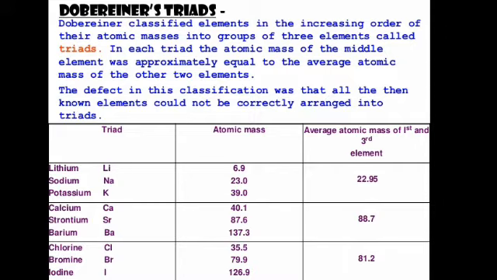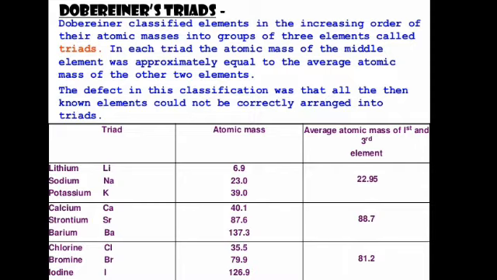In each triad, the atomic mass of the middle element was approximately equal to the average atomic mass of the other 2 elements. So in this way he classified the elements in different triads. But the defect in this classification was that all the then known elements could not be correctly classified, as only 3 triads were classified from the known elements at that time.